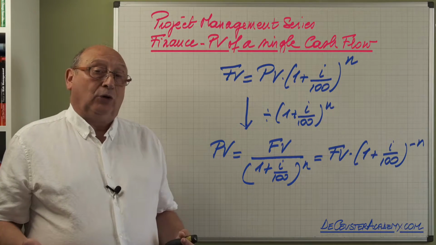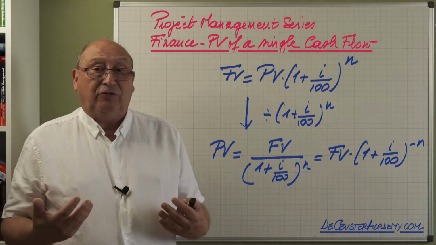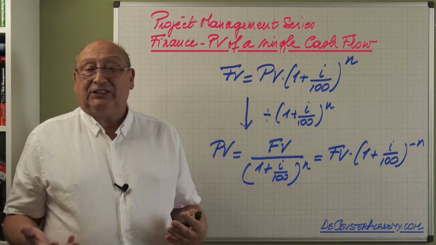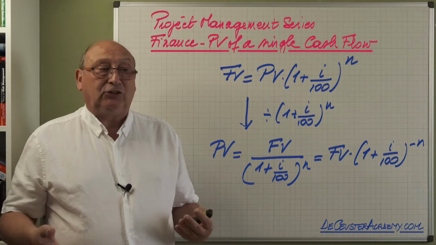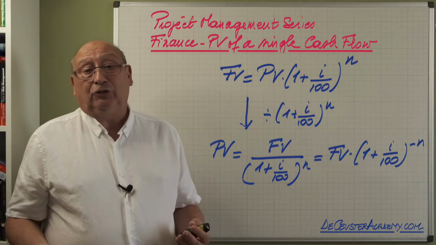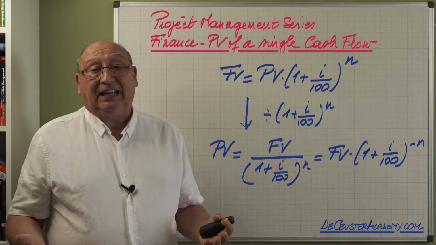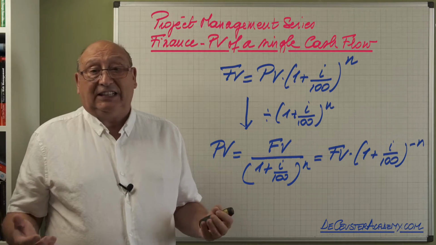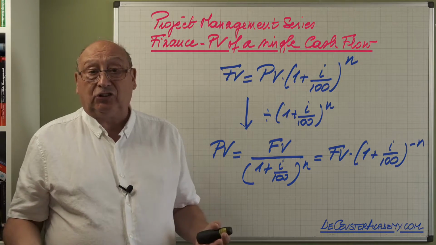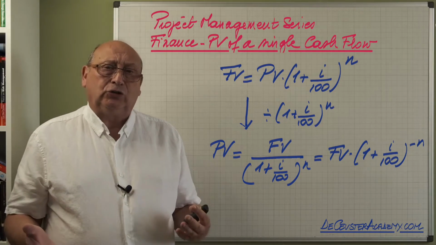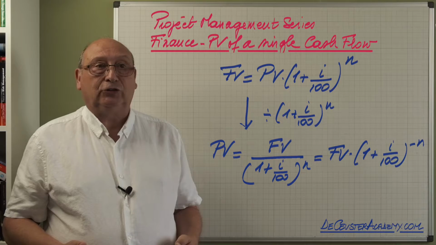Basically, we can calculate the present value of any cash flow in the future. We only have to know when we get that cash flow, and what the interest rate or the discount rate is. We also call this discounting of the cash flows.